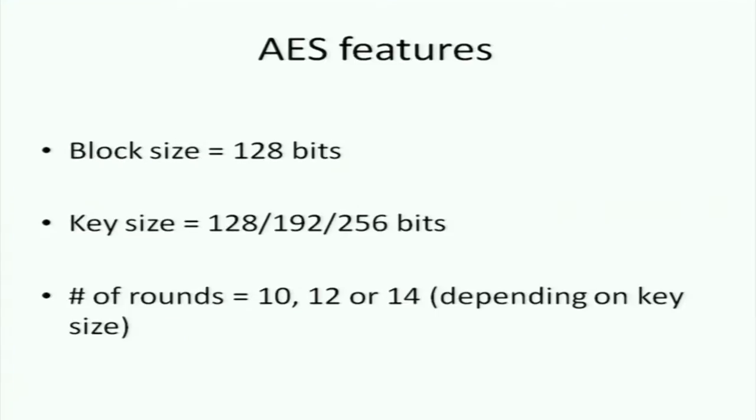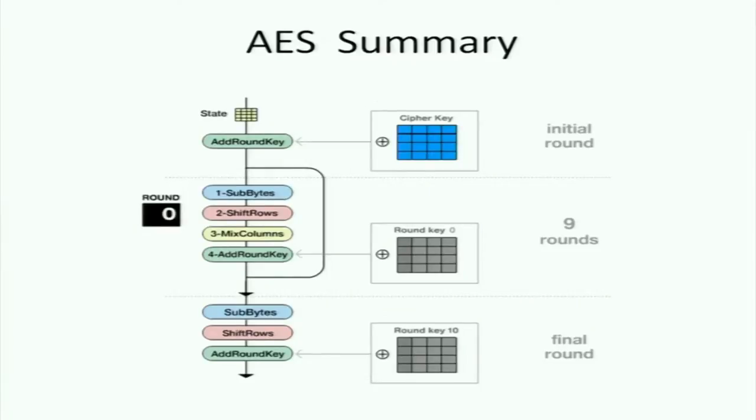You know this already. Typically 128 bits block size and key size, but you can also support 192 and 256. The number of rounds in those cases would be 12 or 14. In our case, we're right now just talking about 128 bit AES with 10 rounds. A quick review. There are 10 rounds. This is the first pre-round, and then you've got 9 of these, and then this is the 10th. The 10th one is slightly different from the other 9. And as usual, byte substitution, shift rows, mix columns, round key addition.